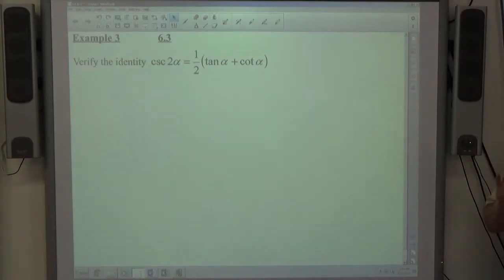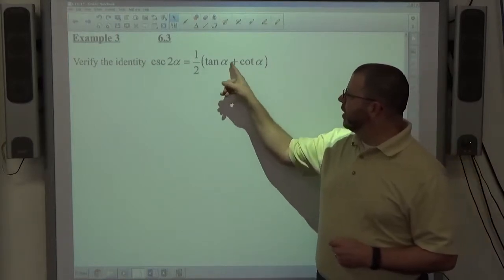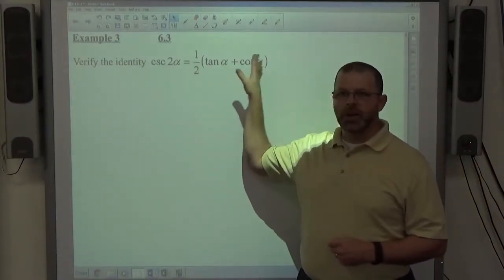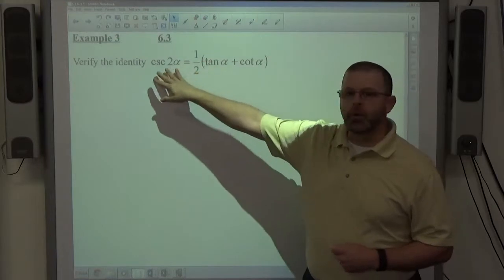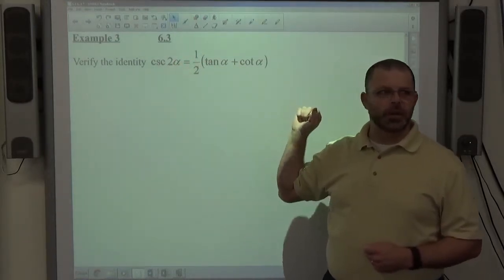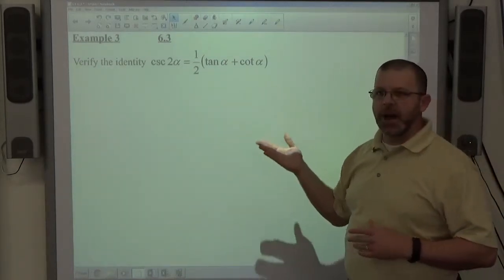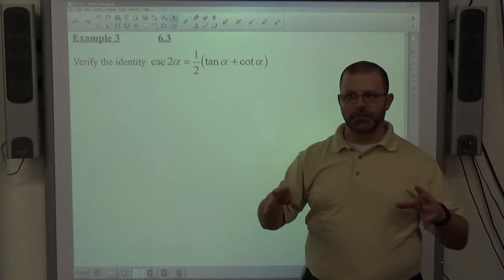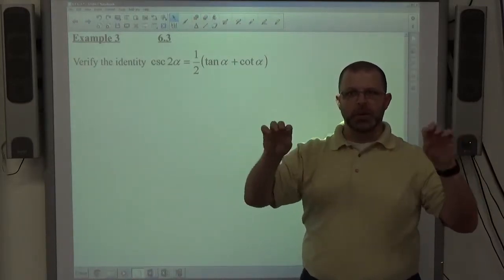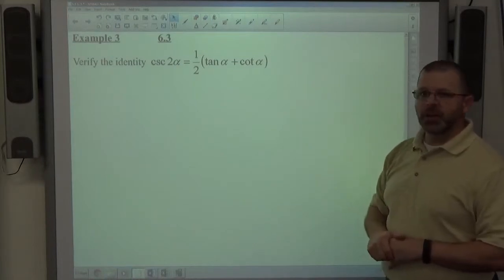A couple things I consider to make my decision for me. I find it easier to put things together than to take things apart. So if I have 2 terms on this side and only 1 term on that side, I think it's easier to go from 2 to 1 than from 1 to 2, typically, usually. But cosecant of 2 alpha has the ability to split into 2 pieces anyway, so maybe it's easy enough to do that. I would probably start with the right-hand side personally on this one.